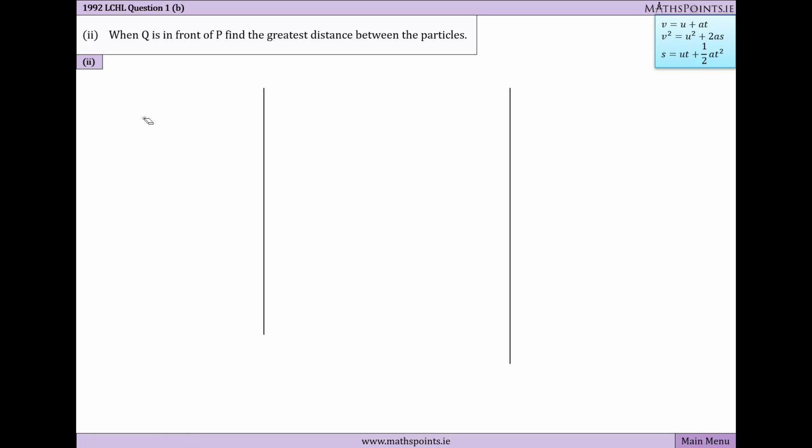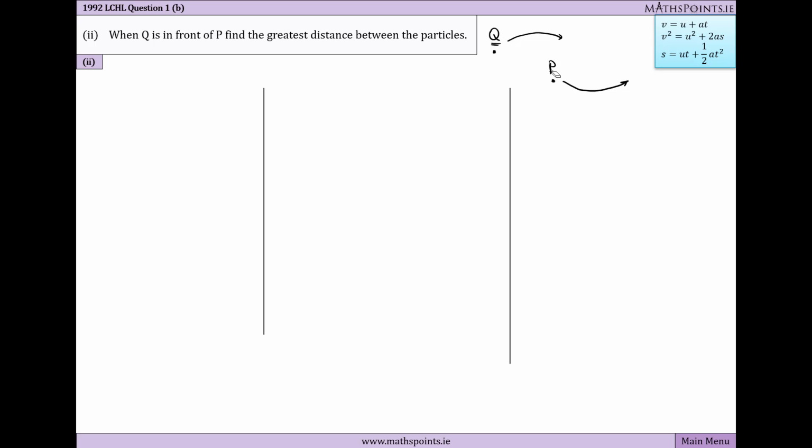So the second part of the question says that when Q is in front of P, find the greatest distance between the particles. Now remember, Q initially was behind P, and then Q overtook P after 3 seconds, and then stayed ahead of P until 17 seconds when P re-overtook Q. So what we're interested in is, when Q was in front of P, what was the greatest distance that occurred?